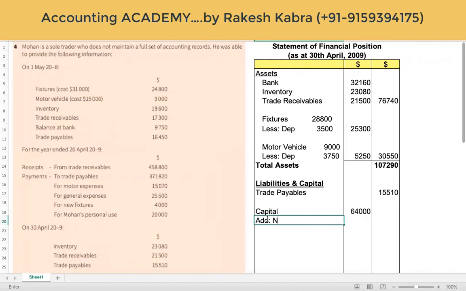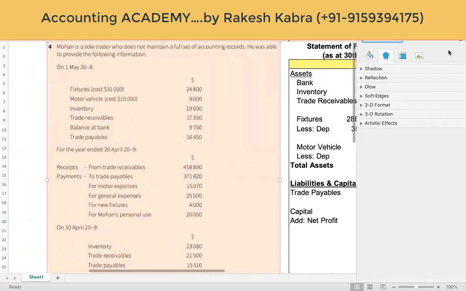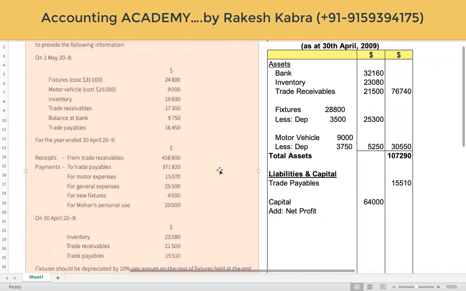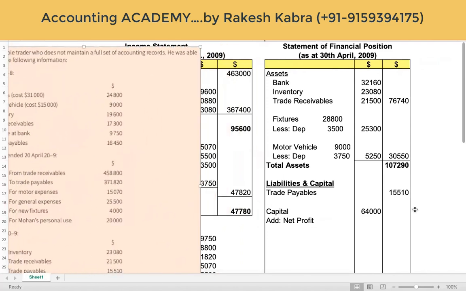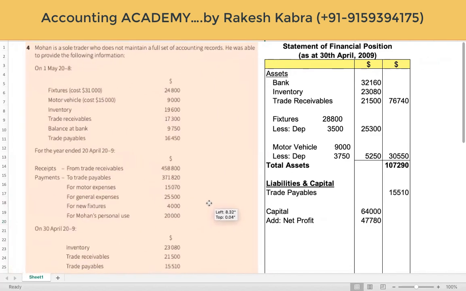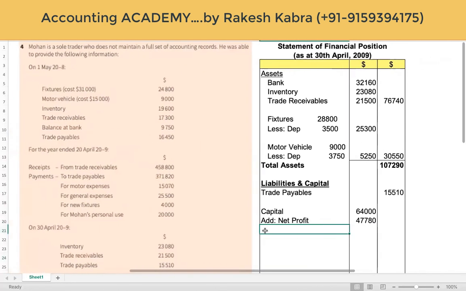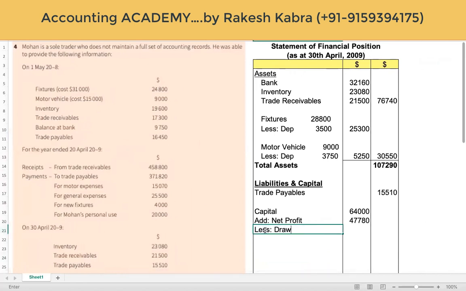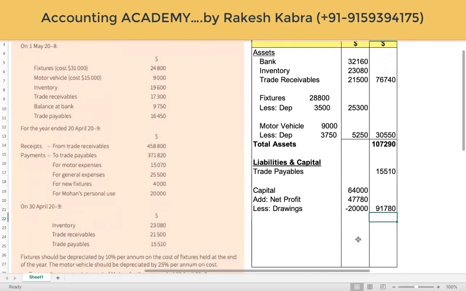To this I will add net profit. This year we had net profit of how much? See our income statement: 47,780. Now from this I will subtract drawings. The drawings amount is 20,000, for Mohan's personal use. Now closing capital will be opening capital plus net profit minus drawings.